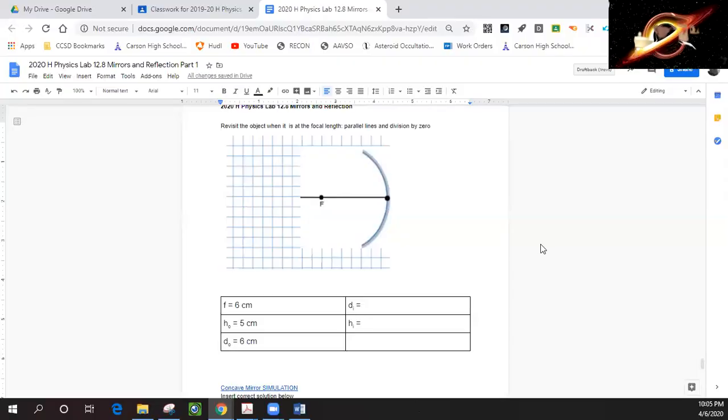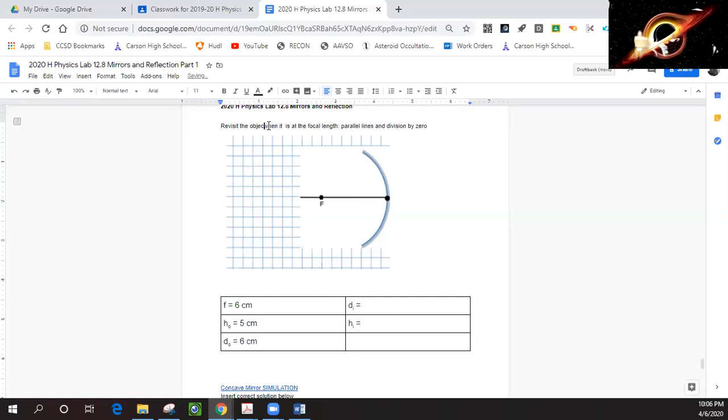So before we get to the simulation, let's go ahead and revisit when the object is at the focal length. Let's revisit when the object is at the focal length, and that leads to parallel lines and division by 0. So let me go ahead and clean this up here.